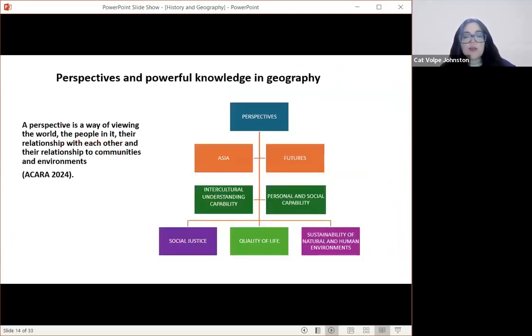Perspectives. Perspectives is a way of viewing the world, the people in it, their relationship with each other, and the relationship to communities and environments. Perspectives is something that we teach in history, but it's also something that we teach in geography. We want to teach our students that there are different perspectives in understanding the way the world works, the ways in which people interact with their environments, and the ways in which we can understand the impacts and the degree to which something is being impacted around the world, different phenomena.